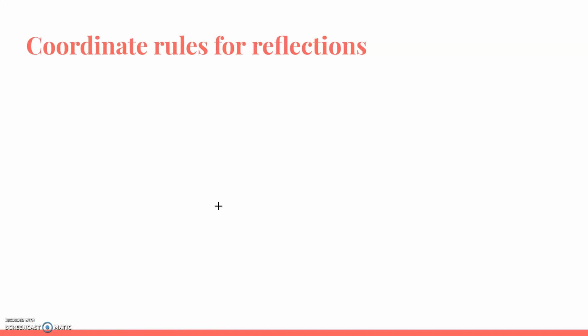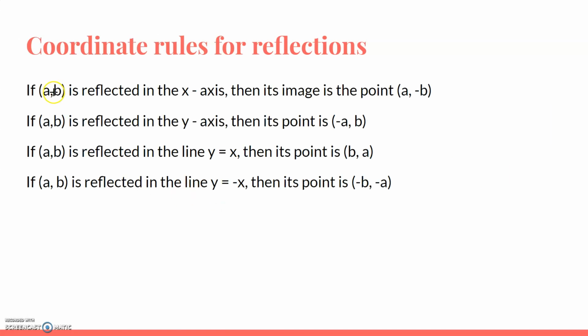Alright, so coordinate rules for reflections. If (a, b) is reflected in the x-axis, then its image is the point (a, -b). If (a, b) is reflected in the y-axis, then its image is (-a, b). If (a, b) is reflected in the line y = x, then its image is (b, a). If (a, b) is reflected in the line y = -x, then its image is (-b, -a).